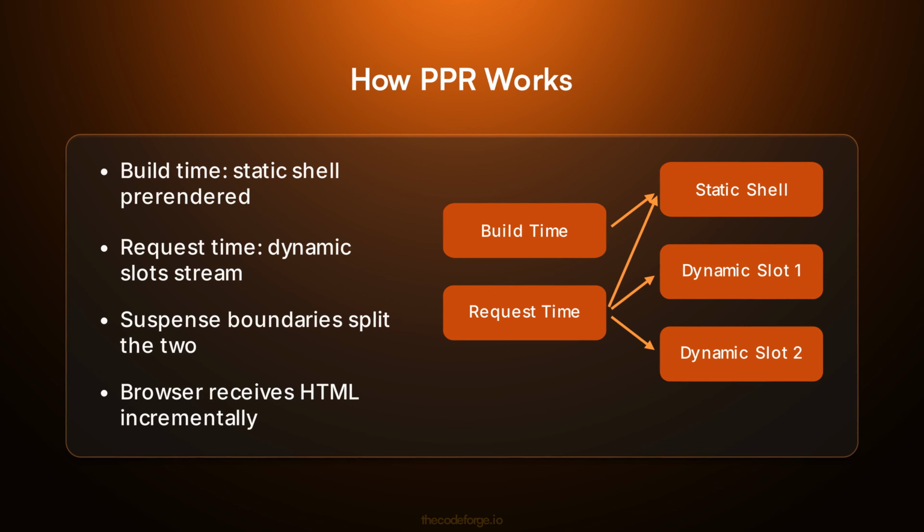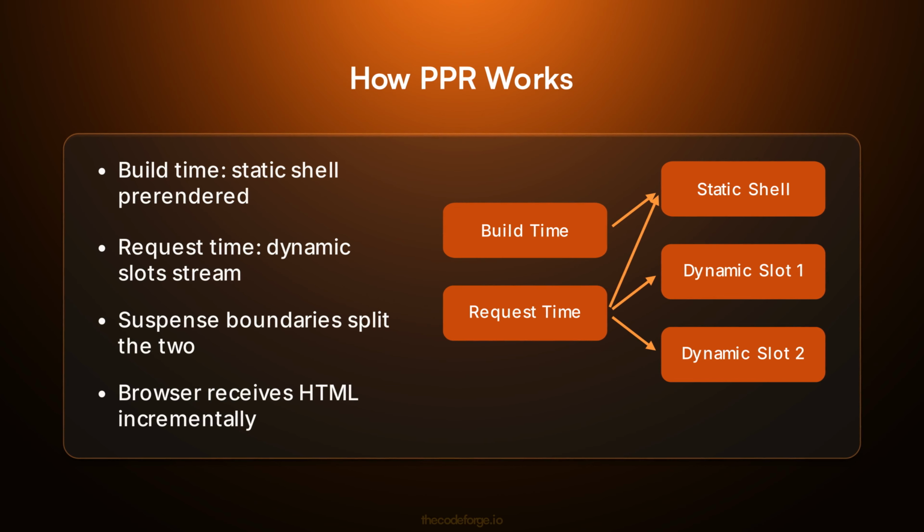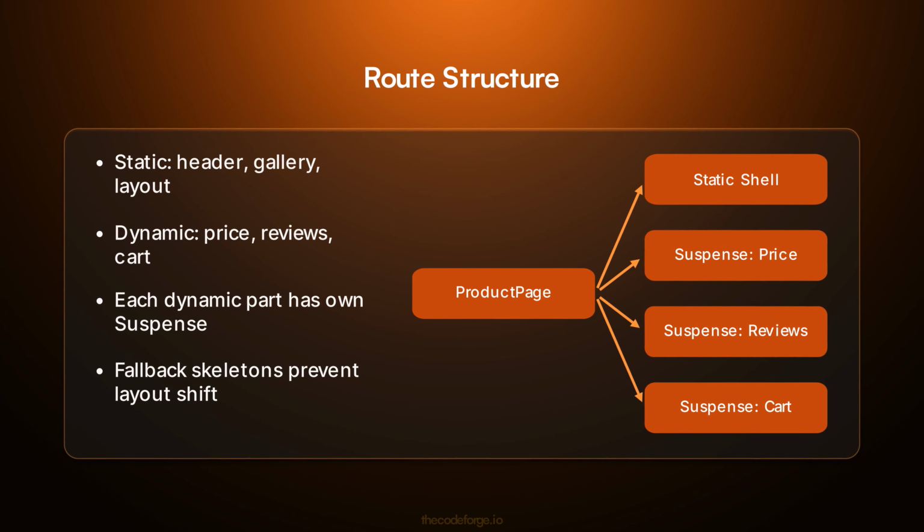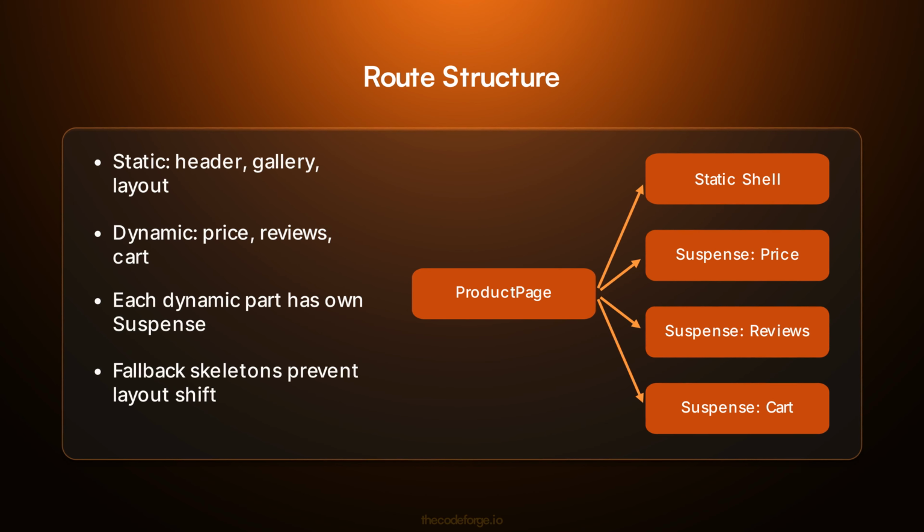At build time, Next.js pre-renders everything outside Suspense Boundaries into a static shell. At request time, the shell is served instantly, and dynamic content streams into the suspense slots. The browser progressively renders the page. Here's the typical structure. Static components like header and gallery are outside Suspense. Dynamic components like price, reviews, and cart each have their own suspense boundary with a skeleton fallback.